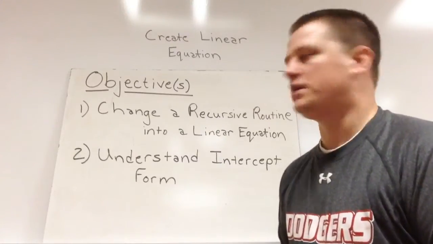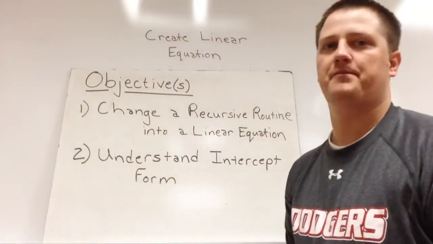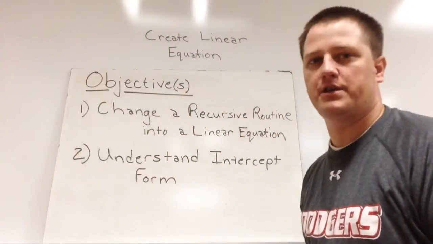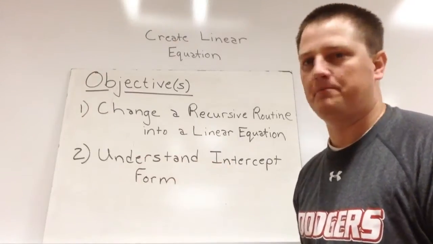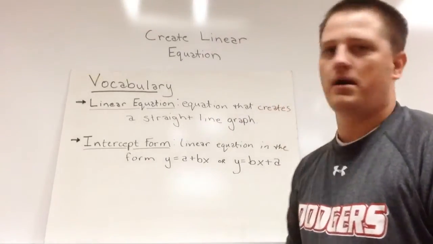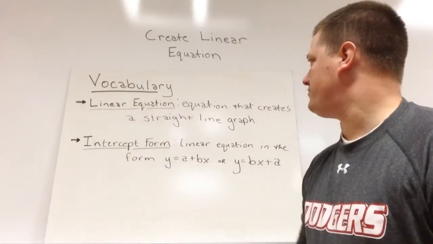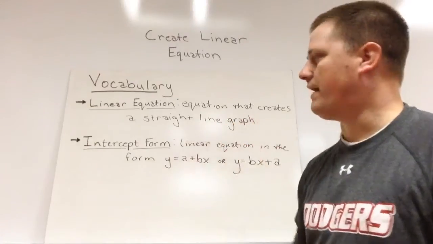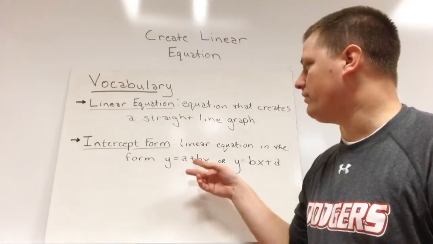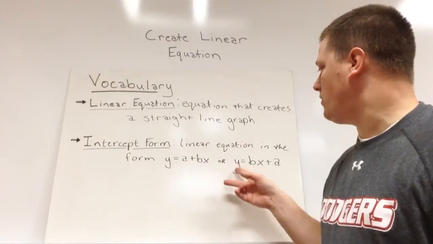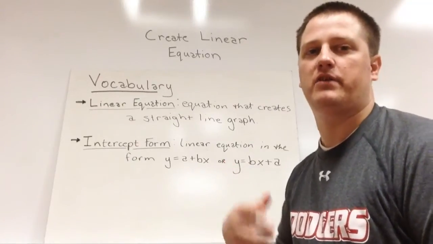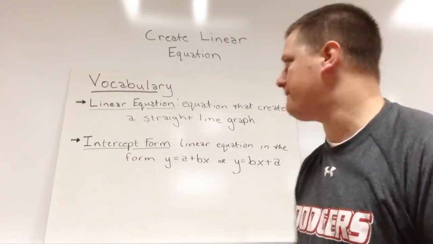In this lesson, we're going to look at creating linear equations. Our objective is to change a recursive routine into a linear equation and understand intercept form. Our vocabulary is linear equation, an equation that creates a straight line graph. Intercept form is a linear equation in the form y equals a plus bx or y equals bx plus a. Now the pluses could be minuses, it just depends on the type of numbers we're looking at.